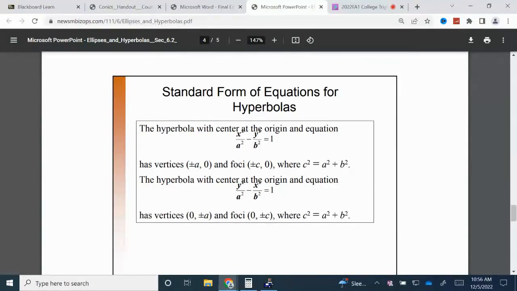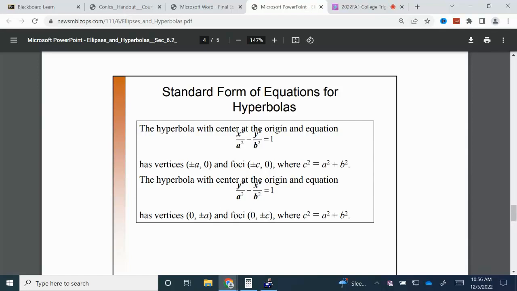When we were dealing with the ellipse, c squared was equal to a squared minus b squared. We also had a stipulation on the ellipse that a was greater than b. Here we don't have that stipulation. A can be smaller than b. A would always come first as one of the denominators in your hyperbola.